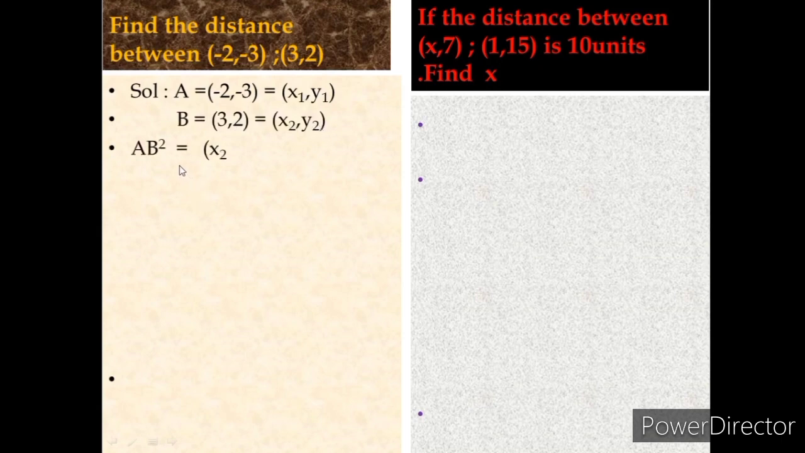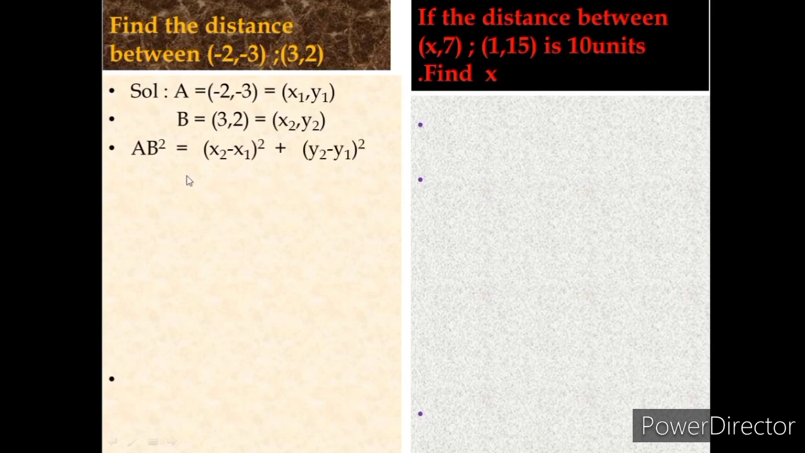Here, find the distance between two points, a very simple and primary thing. Here the distance between these two points is 10 units, and here the distance is to be found out. Okay, come to the solution. What formula do you have to use? You can take A as (-2, -3), which is (x1, y1). Then you take (3, 2) as B, which is (x2, y2). Thereafter you write down the formula for AB square.